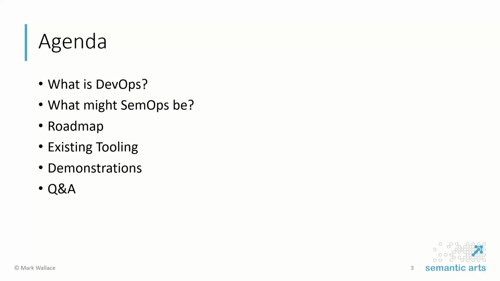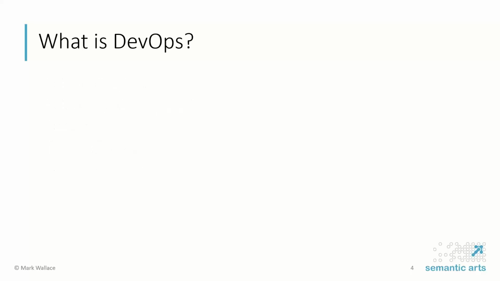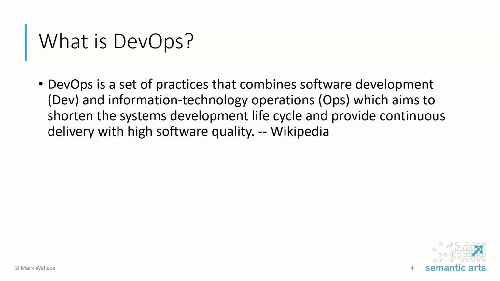I'll kind of go into a roadmap then of what feels like a roadmap of how would you get to SemOps, and some tidbits on where we are as an organization along that road. We'll talk about existing tooling that exists for doing this sort of thing. I'll show you some demonstrations of that tooling, and then we'll have some Q&A. So let's get going. So first off, what is DevOps?